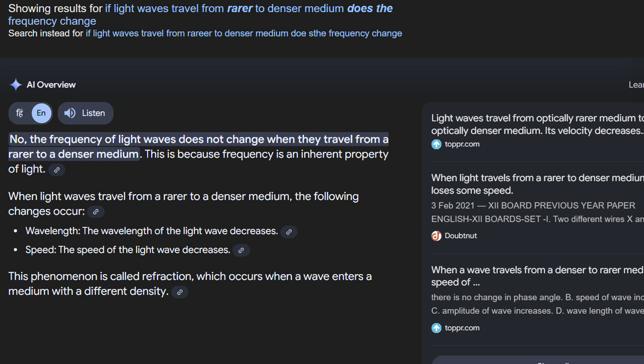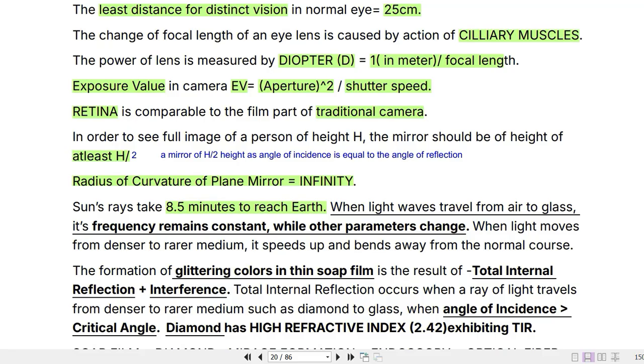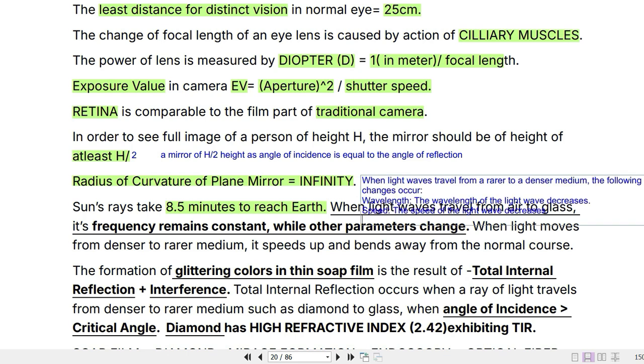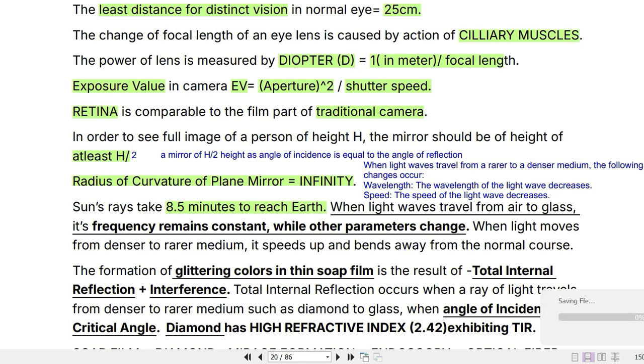This phenomenon is called refraction, which occurs when a wave enters a medium with different density. I'll note it down here, that the frequency is an inherent property of a light wave which doesn't change upon changing the medium, right? So what changes is the wavelength. I've noted that down as well.